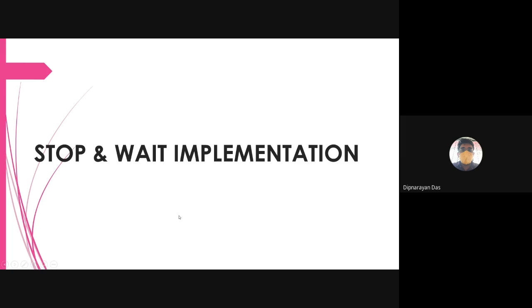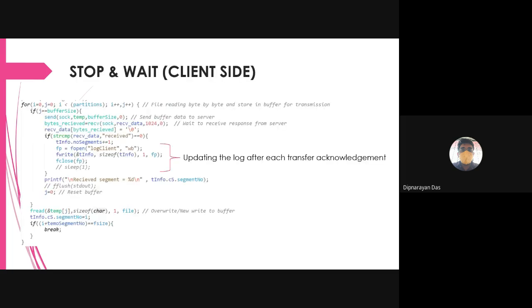Next, we now know the binary file read/write and the TCP communication. Now the part is the stop and wait implementation. What is the different thing here? In the stop and wait implementation, the main difference is that we need to retransmit the data if the connection is broken. To retransmit the data, we also have to know how much has already been transmitted. For that, we need to maintain a log file.